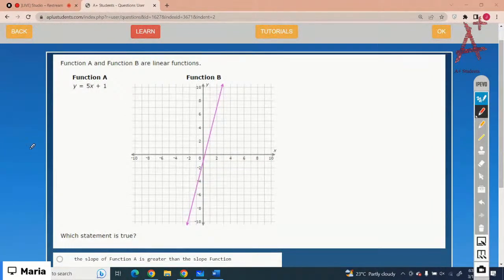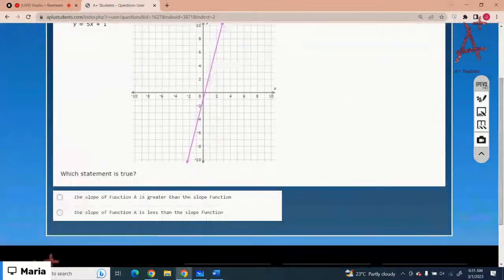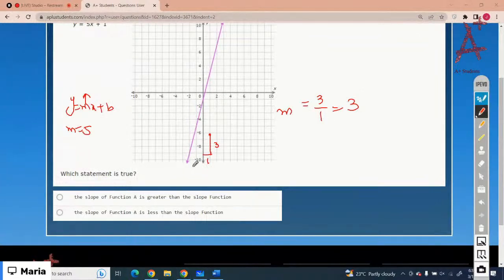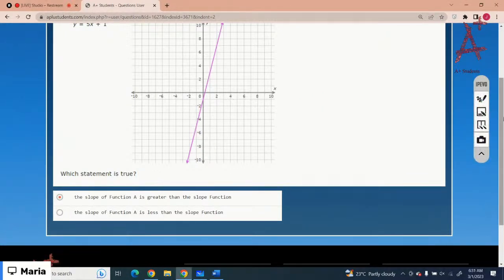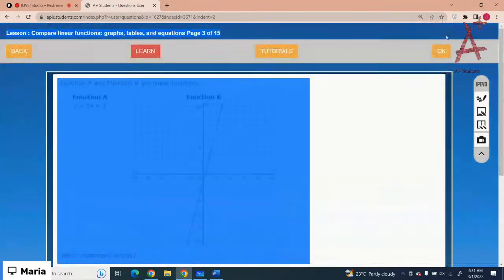Okay, function A. The slope of function A is y equals mx plus b. So m equals 5. So the slope is 5. Got it? Now just look at the slope of this function. Here you have 1, 2, 3, and here you have 1. So the change in y is 3 and the change in x is 1. So the slope of the graph is 3. Got it? So which statement is true? The slope of function A is greater than the slope of function B. So the correct option is option number 1.